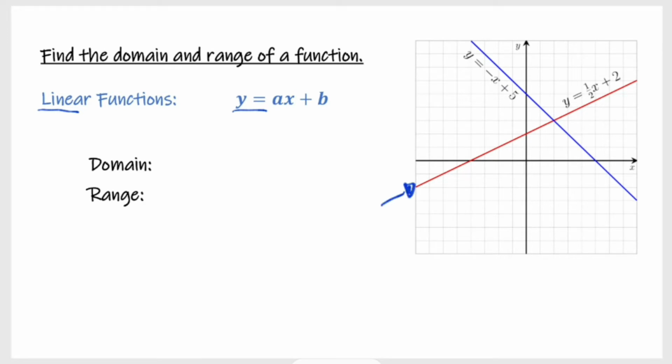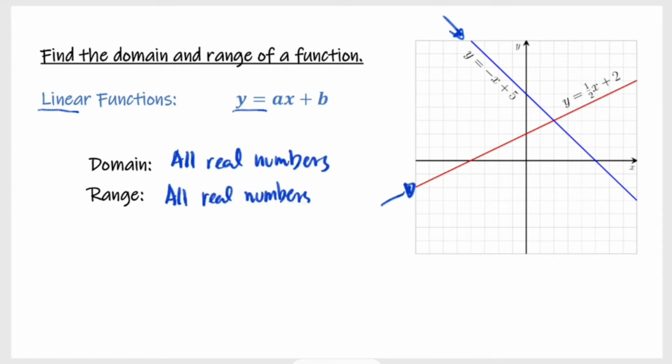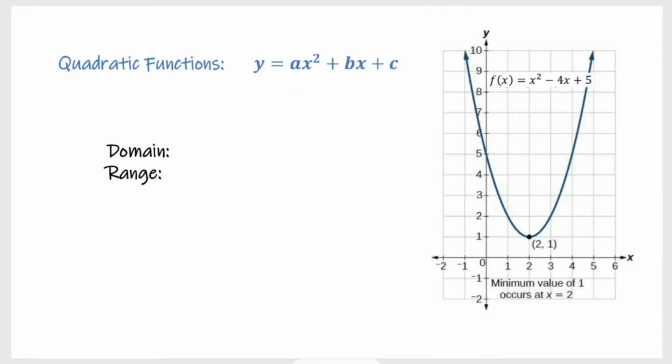Example here, the red line, y equals 1/2 x plus 2, and the blue line, y equals negative x plus 5. So in general, the domain and range of linear functions are all real numbers. Next, we have quadratic functions with the general form y equals ax squared plus bx plus c, where a is not equal to 0. Here, whatever the value of our x, the function is always defined. Thus, the domain of the quadratic function is all real numbers.